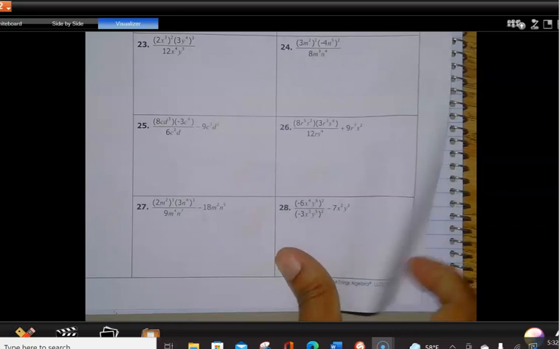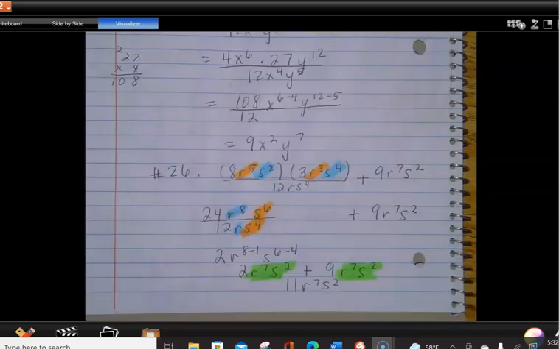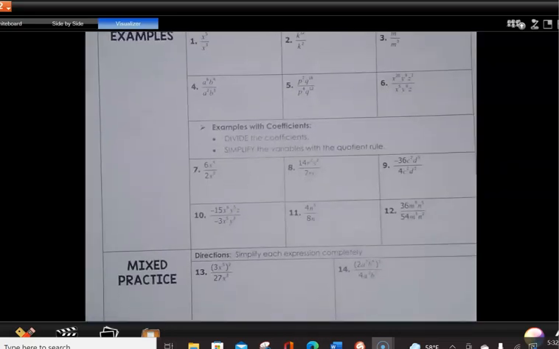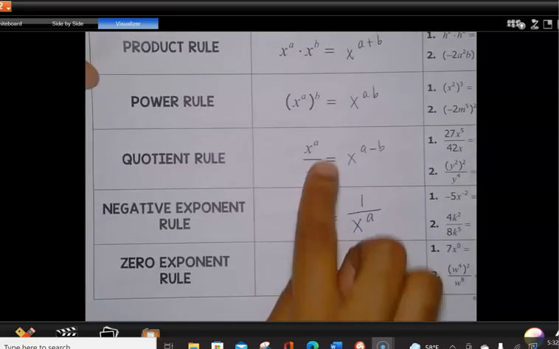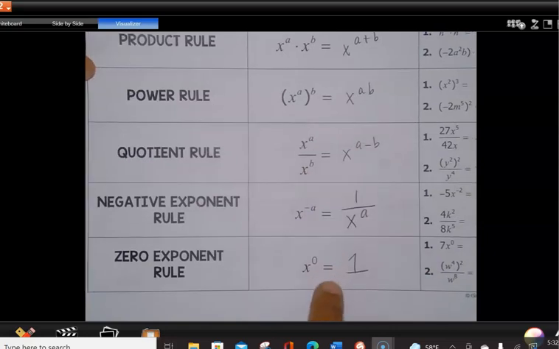That ends this video where, again, we did go over dividing monomials, which was the quotient rule. And then we also, with the subtraction, ran into some zero exponents.